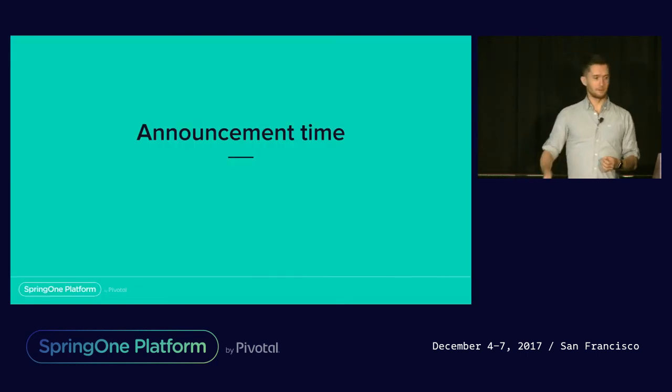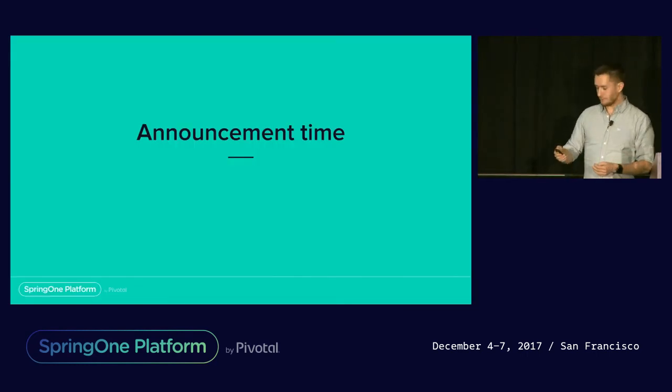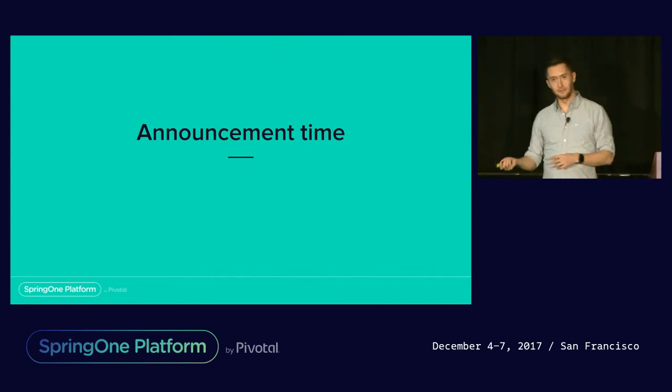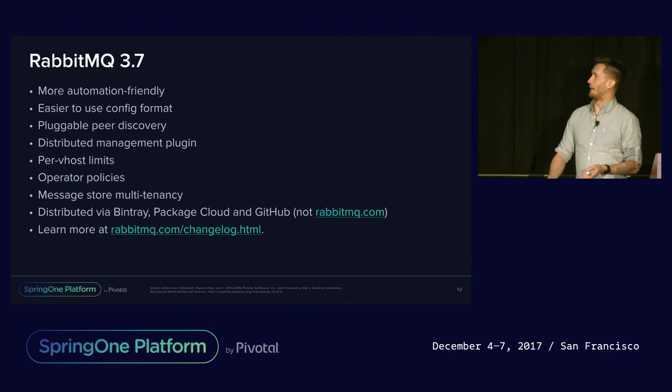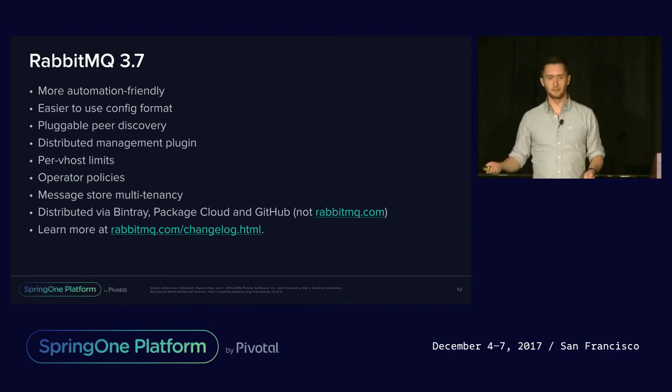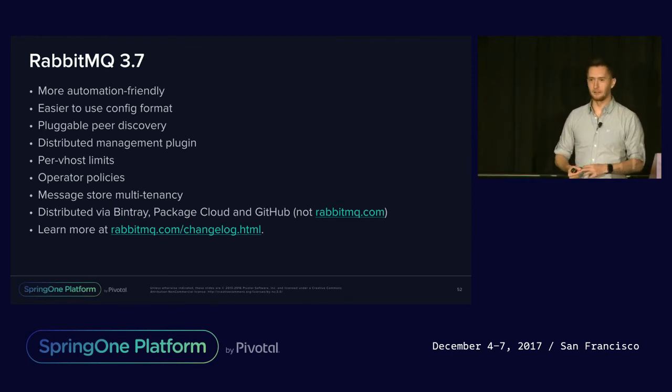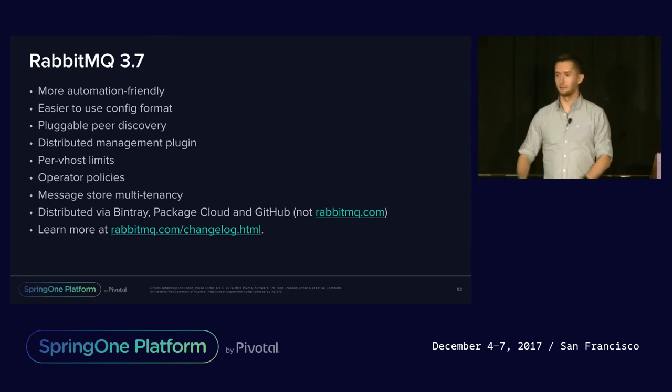So before we open up for questions, another announcement. It doesn't involve Raft, unfortunately, but might be interesting to the audience. RabbitMQ 3.7 shipped just a few days ago. So the general theme is that it's automation and operator friendly.